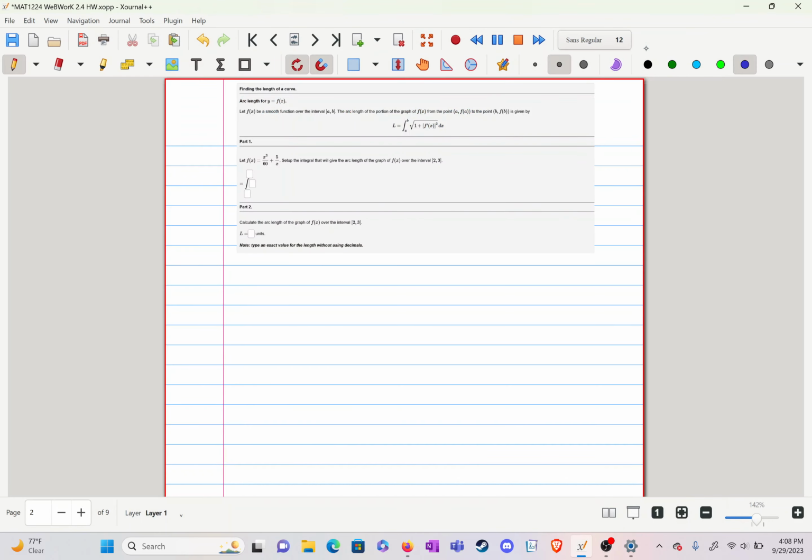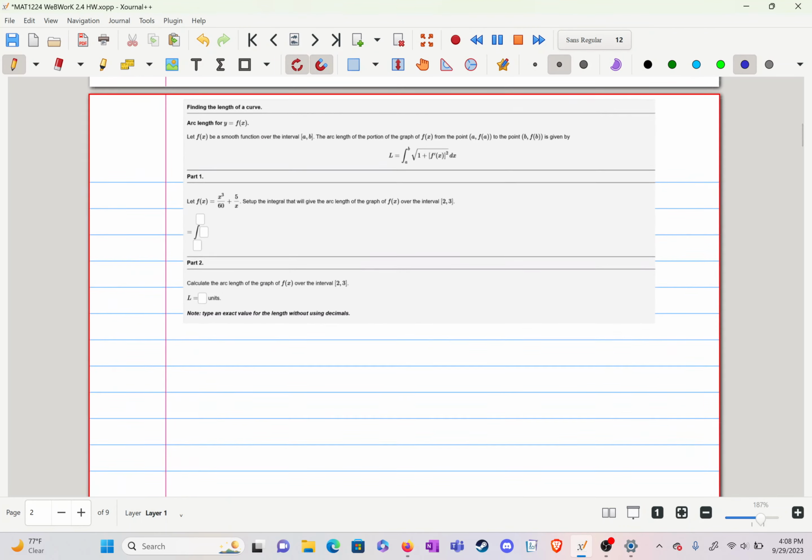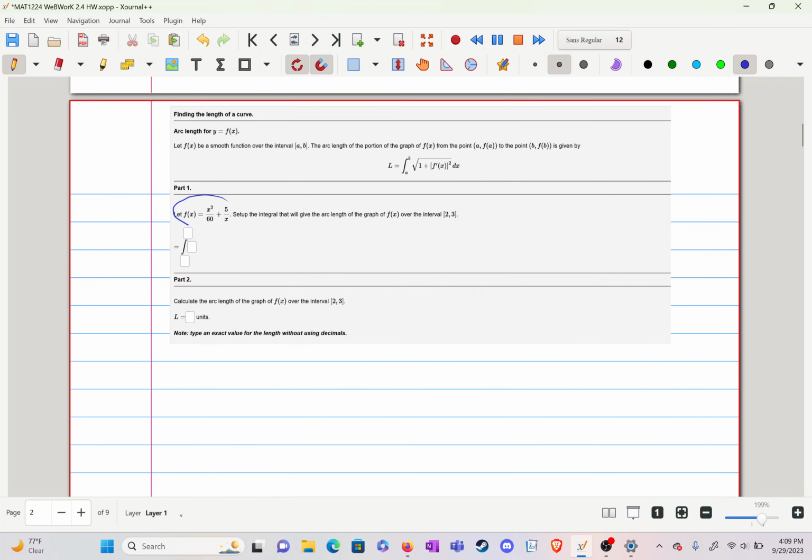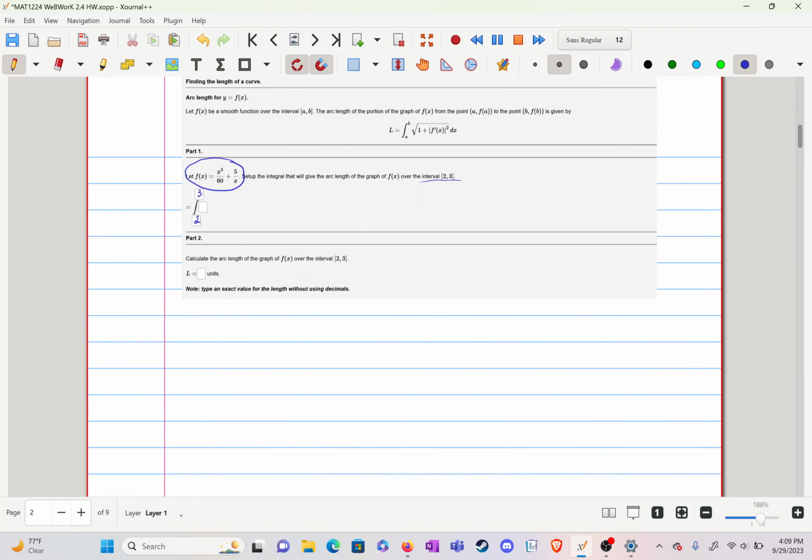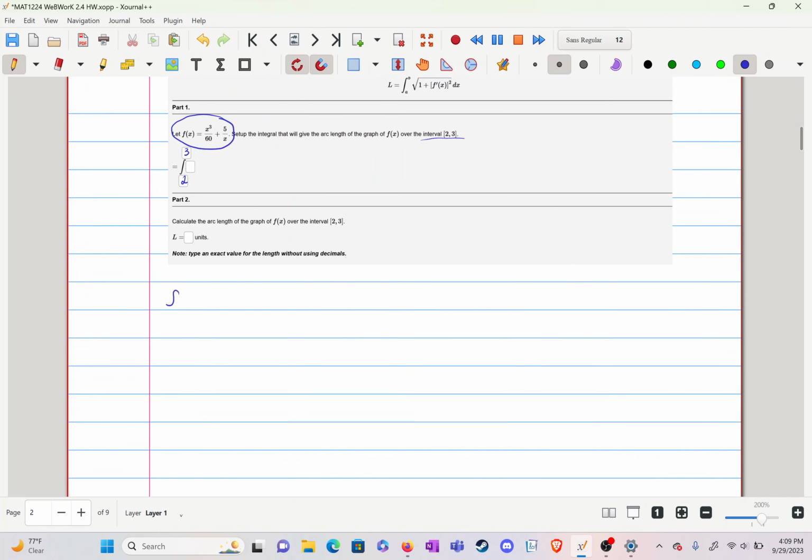This is question 2. Similarly to our previous question, we will integrate this f of x, and we were given our intervals from 2 to 3. So now, let us solve for f prime of x. Maybe using the power rule here.